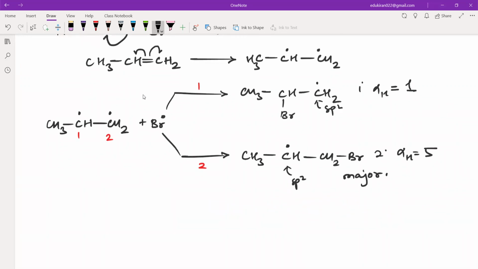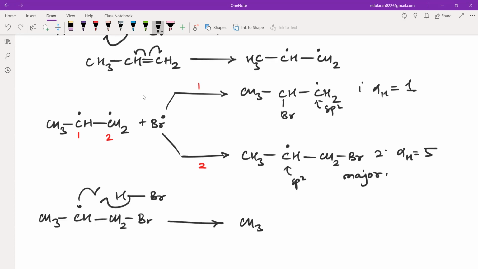Now this major product, that is CH3 CH free radical CH2Br, reacts with HBr that is present in the solution, and it forms a bond with the hydrogen like this, and you get CH3 CH2 CH2 Br, plus a Br free radical from here.